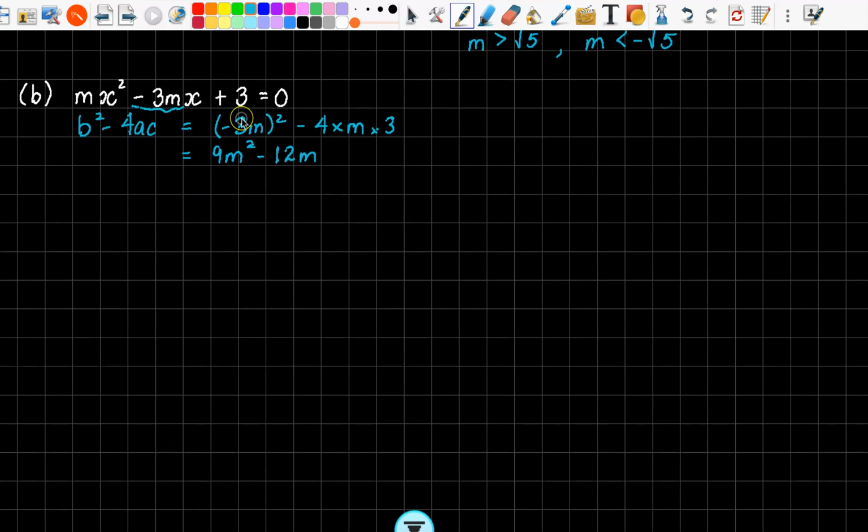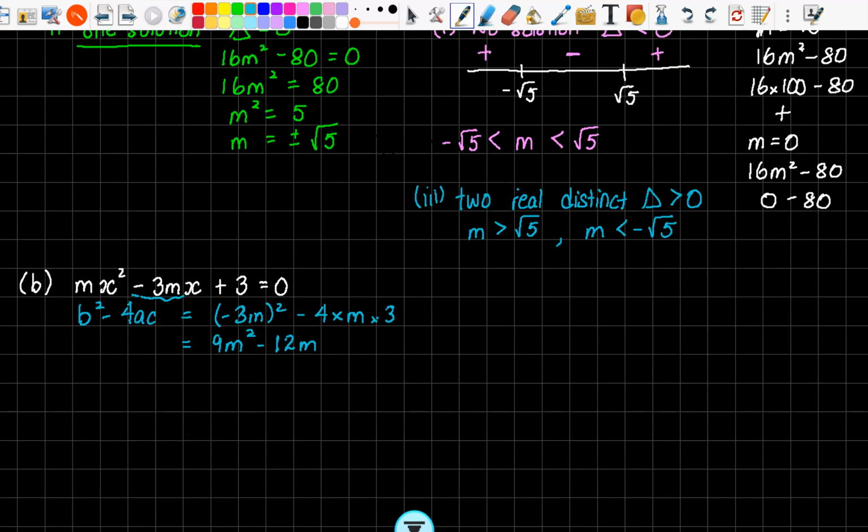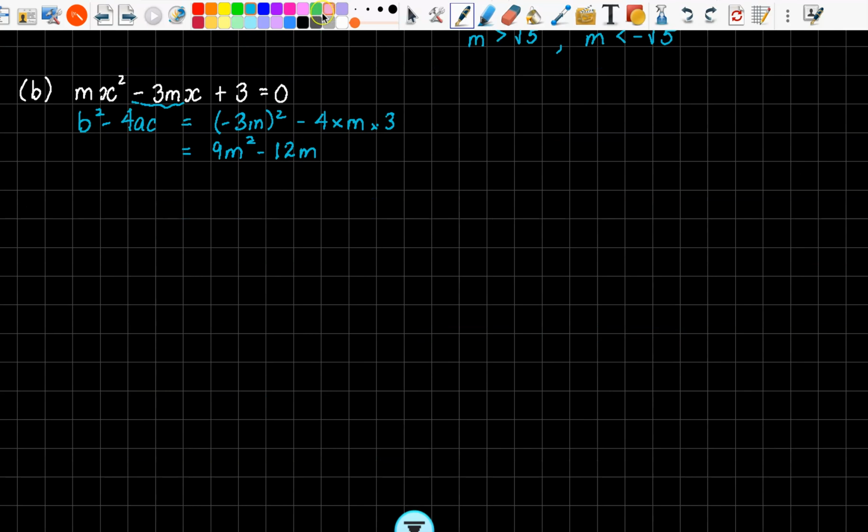My pen's starting to give a bit of trouble, so hopefully it holds out. Even though the question is asking when is it no solution, one solution, two solutions, the easiest and handiest one to work out first is part 2, when it has one repeated solution. Remember, another way to say that is if it was touching the x-axis.